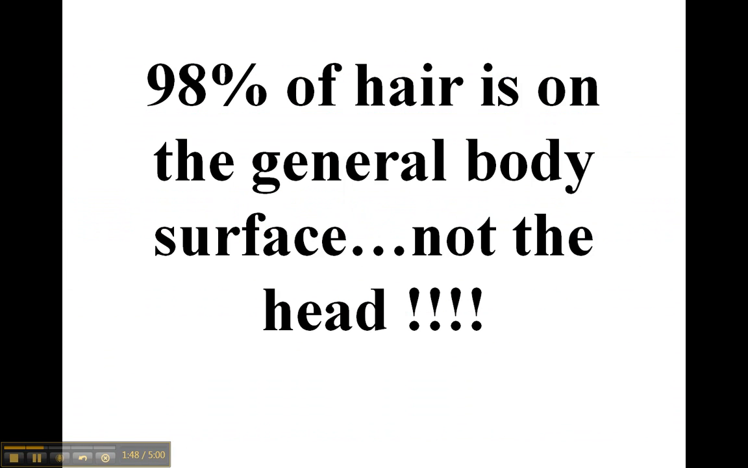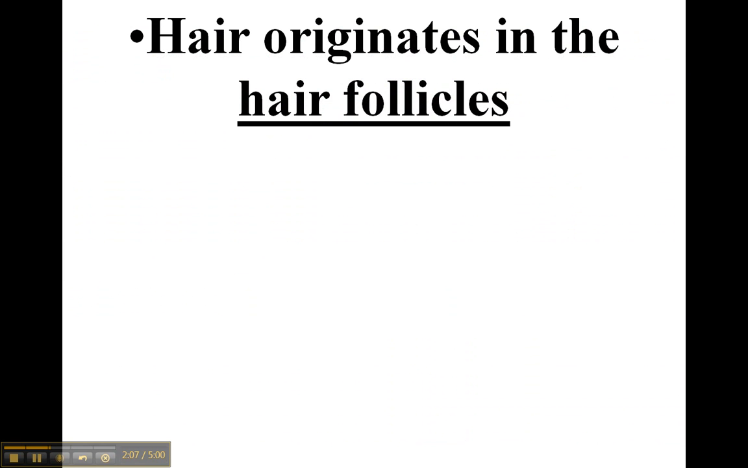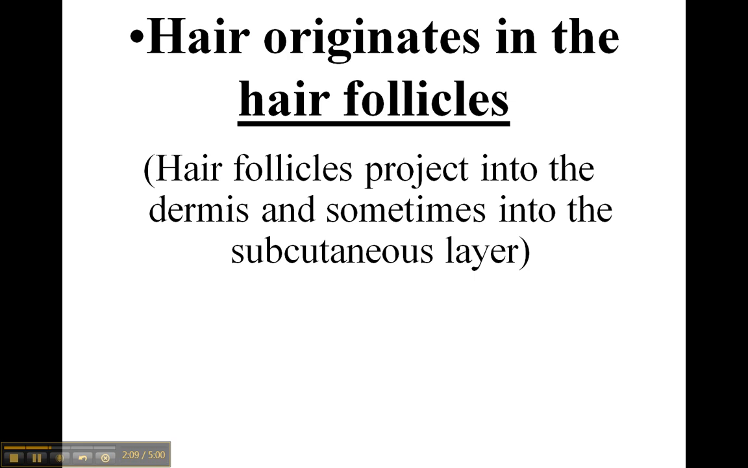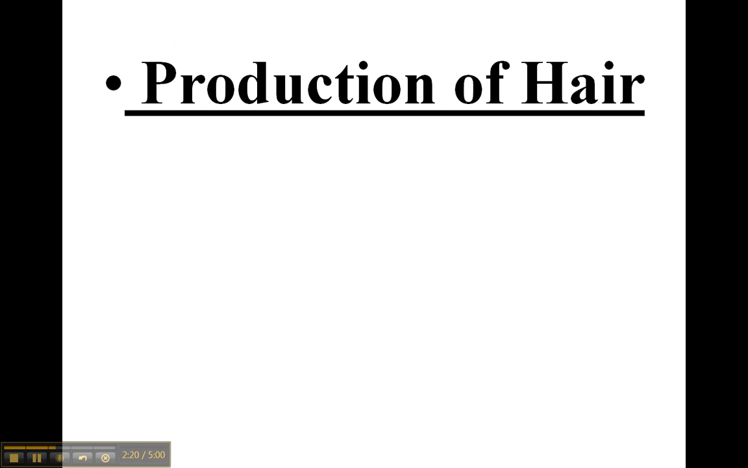If you think about it, you think of hair by looking at a person's head, but 98% of hair is on the general body surface, not the head. You have little tiny hairs all over your skin surface. And this is a bird's eye view of the hair follicles. So hair originates in the hair follicles, and hair follicles will project into the dermis and sometimes even deeper into the subcutaneous layer. The hair root is the portion of the hair that is embedded in the skin. The hair shaft is sticking out.